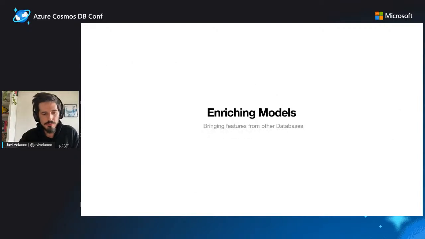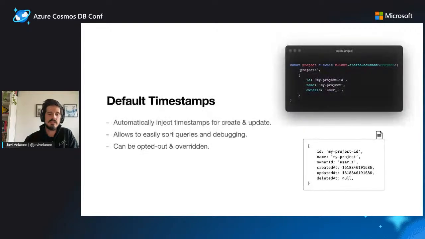So now let's see how we enriched our models and brought a declarative way to express what our collections look like. In this section, we're going to see how we define features that are present in other databases and are essential to operate Cosmos in production, in my opinion. The first and most important of those is timestamps.